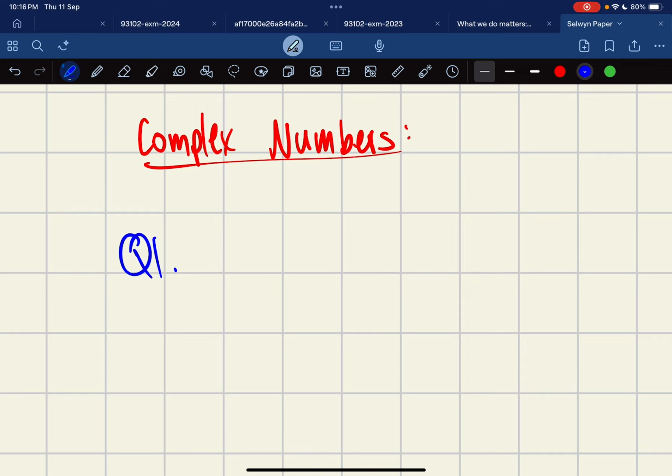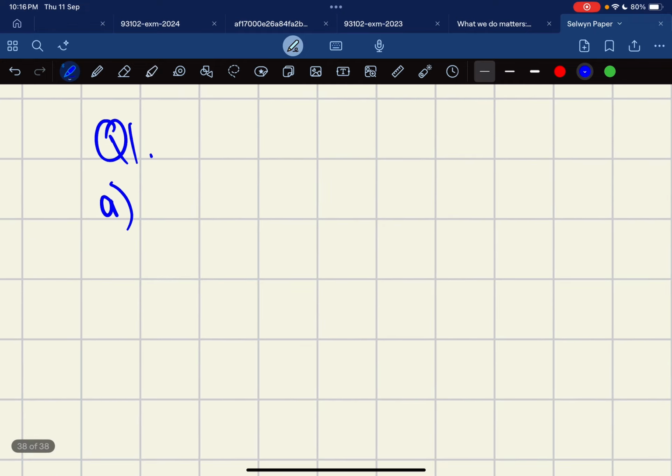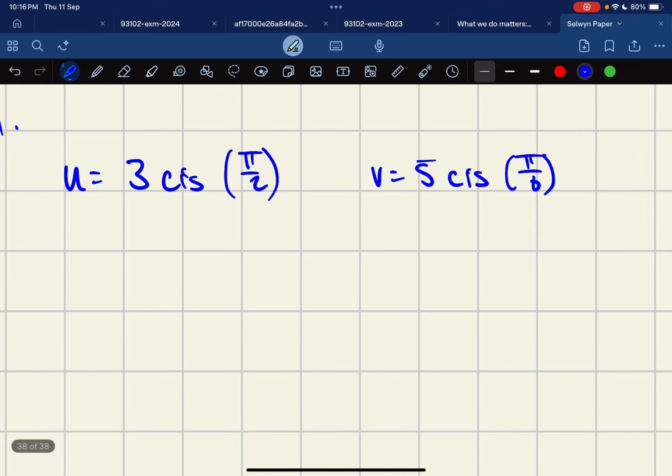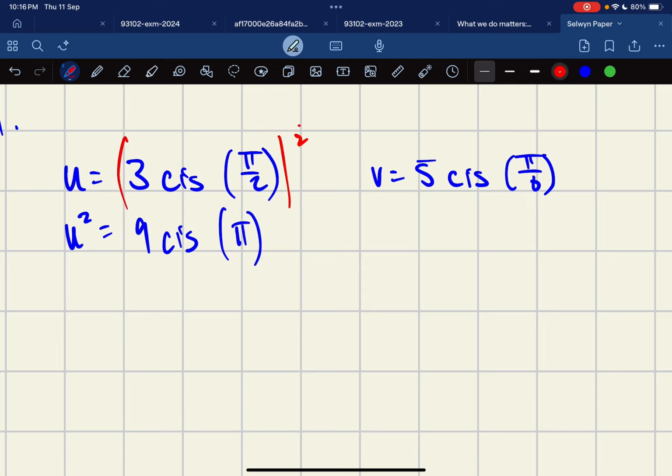So part A is if U equals 3 cis of pi over 2 and V is equal to 5 cis pi over 6, then find U squared V. So we need to find the product of these two complex numbers, but we should first square U. So that'll be 9 cis of pi, because using De Moivre's theorem, squaring this, you square the 3, and with the cis you have to multiply it by the power inside there.